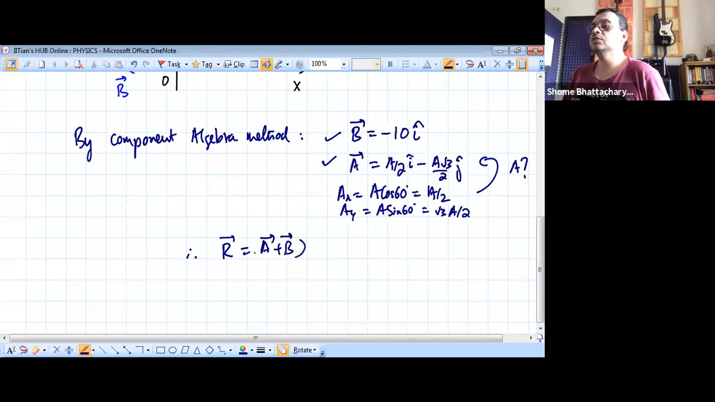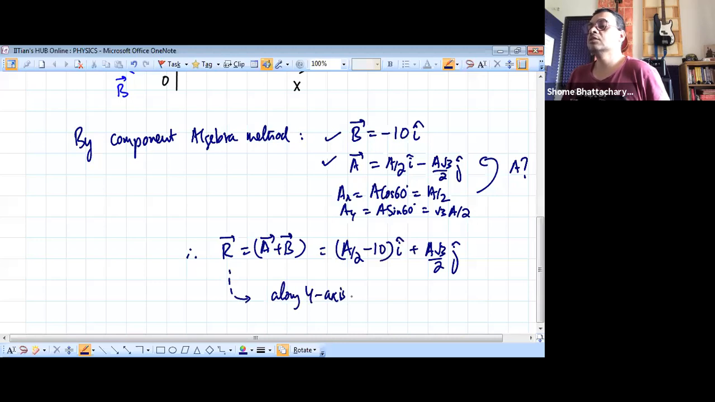You can now substitute these things here and see. So this will become A by 2 minus 10. That will be the x component. And A root 3 whole thing divided by 2, that will be the y component. Now what is said about the resultant? Resultant is along the y-axis. So what should the x component of the resultant be? It should be 0.